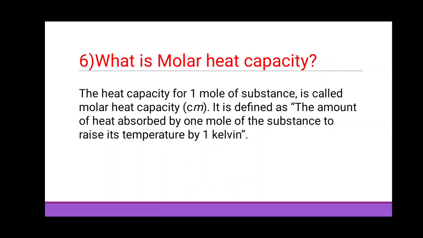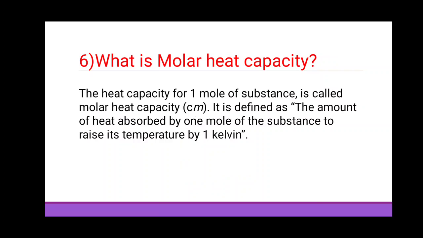The heat capacity for 1 mole of a substance is called molar heat capacity. It is defined as the amount of heat absorbed by 1 mole of a substance to raise its temperature by 1 Kelvin. I repeat, the amount of heat absorbed by 1 mole of substance. So you have to take 1 mole of substance, in which the heat is absorbed and the temperature is raised by 1 Kelvin. That is called molar heat capacity.